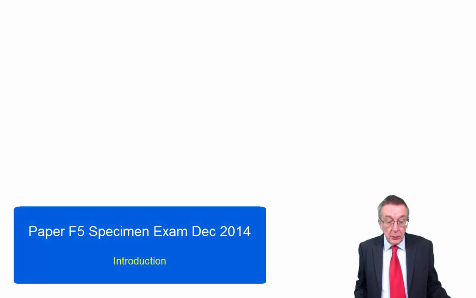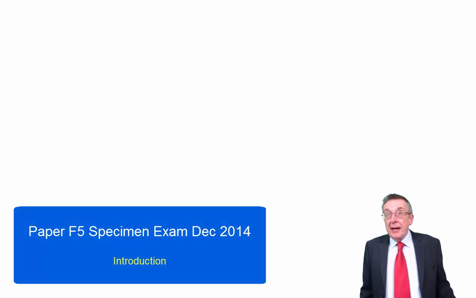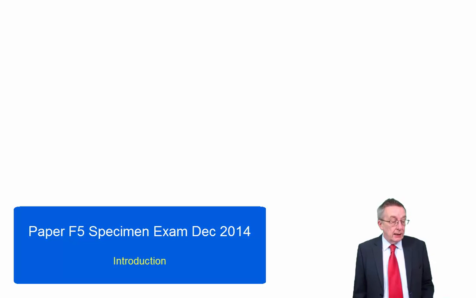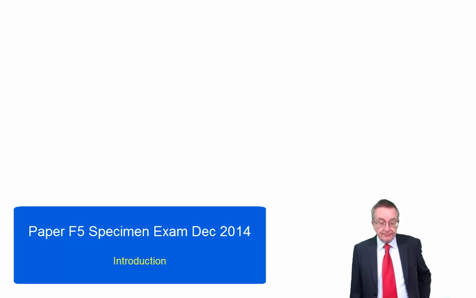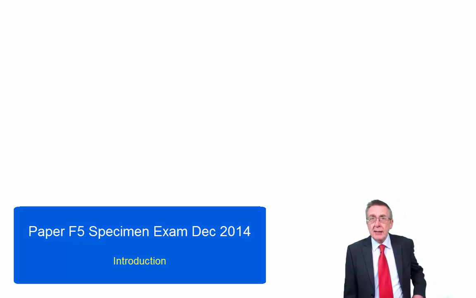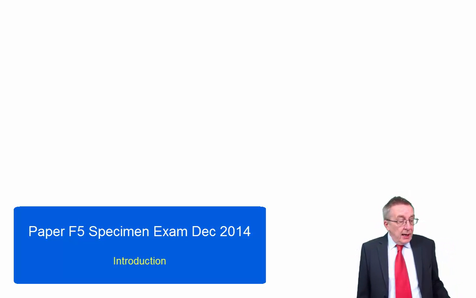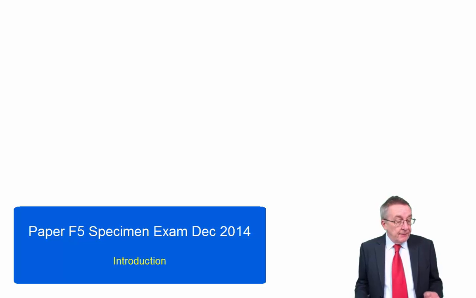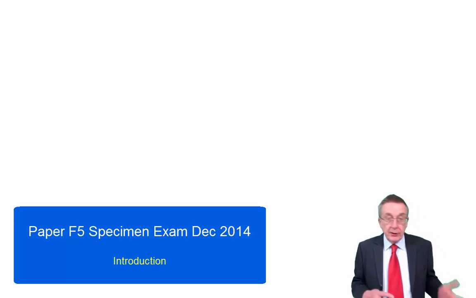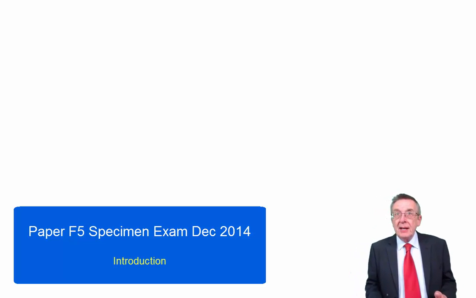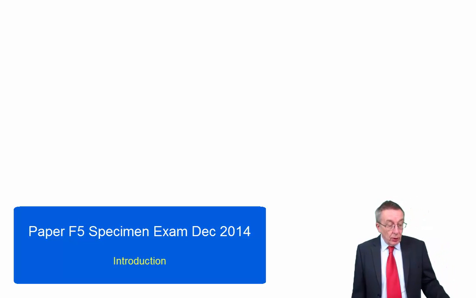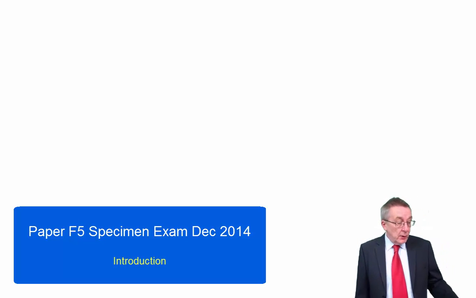Okay, we're going to go through the specimen paper for paper F5. So do make sure you've downloaded it from the ACCA website and you've got it in front of you. Before we do go through it, note that, of course, you've the two sections. Section A is your multiple choice questions. They're all 2 marks, 20 questions.